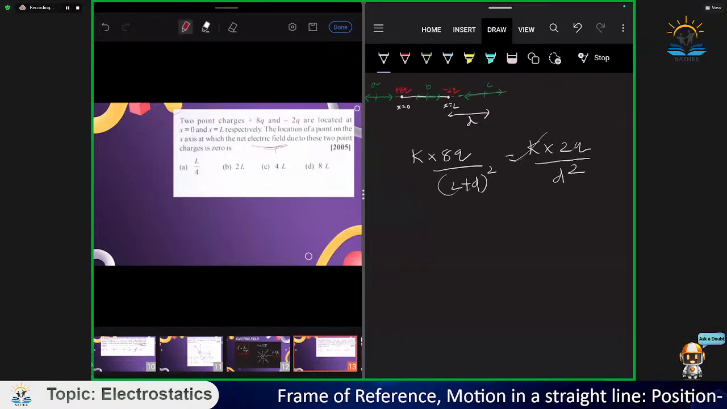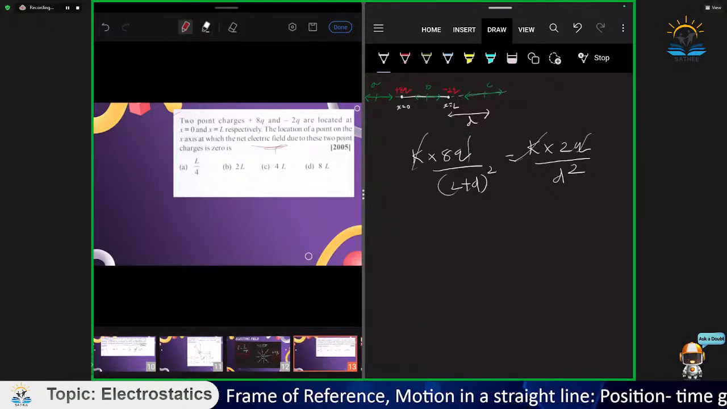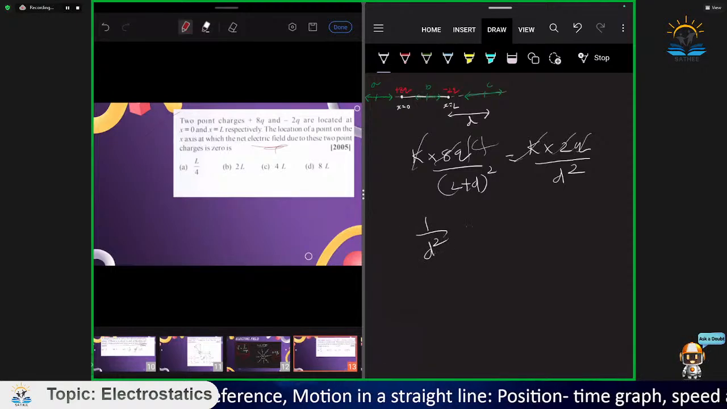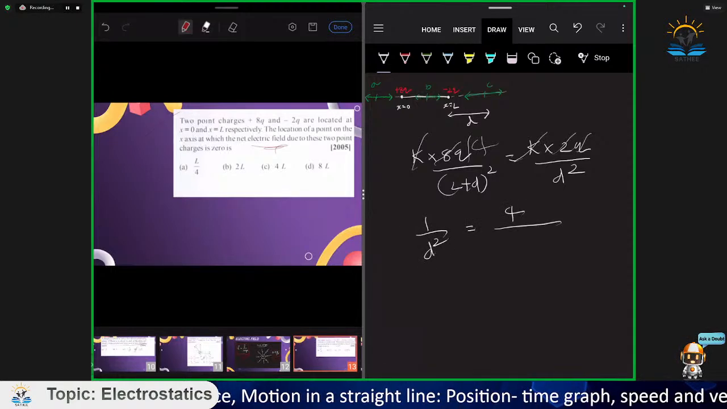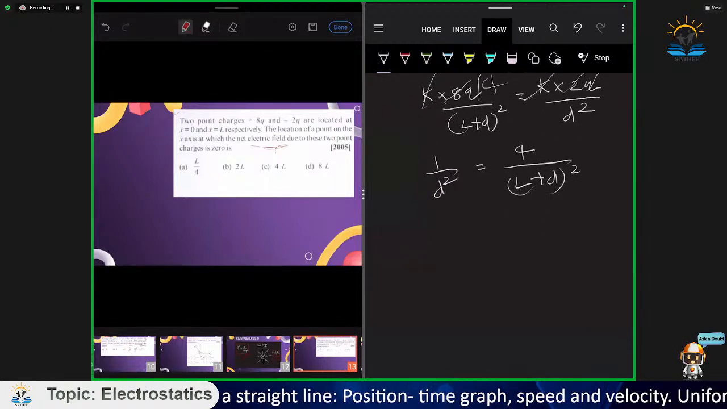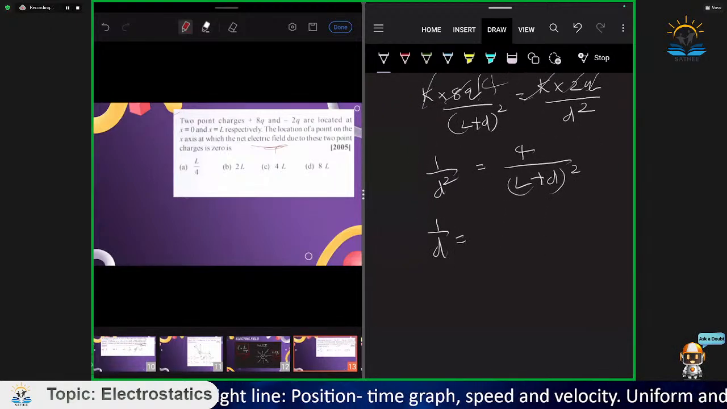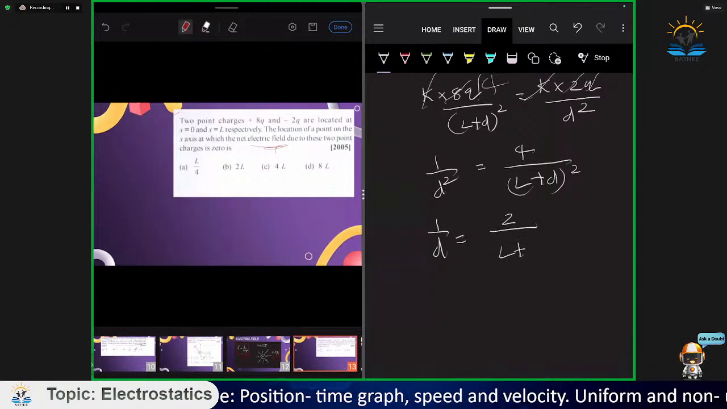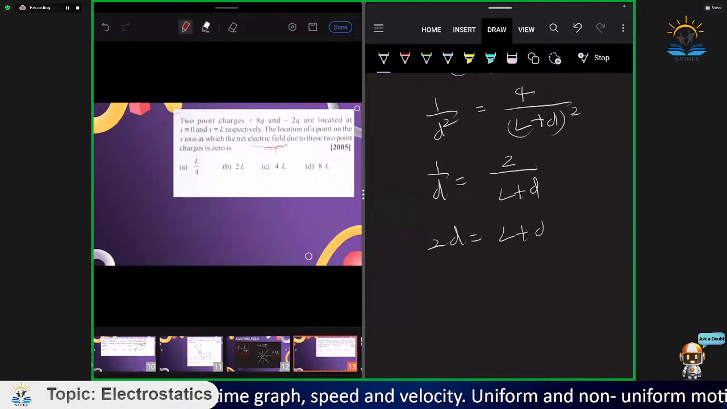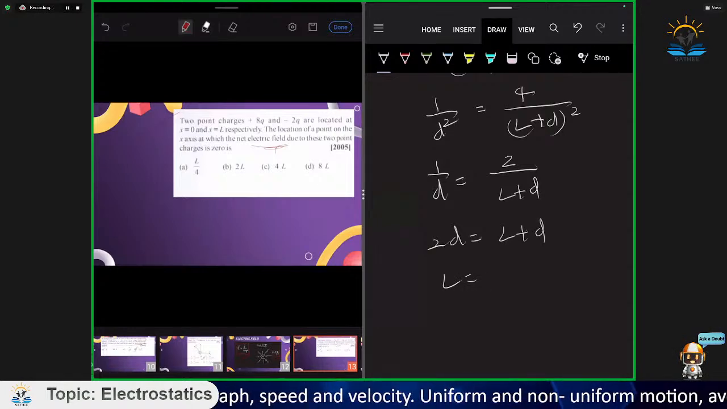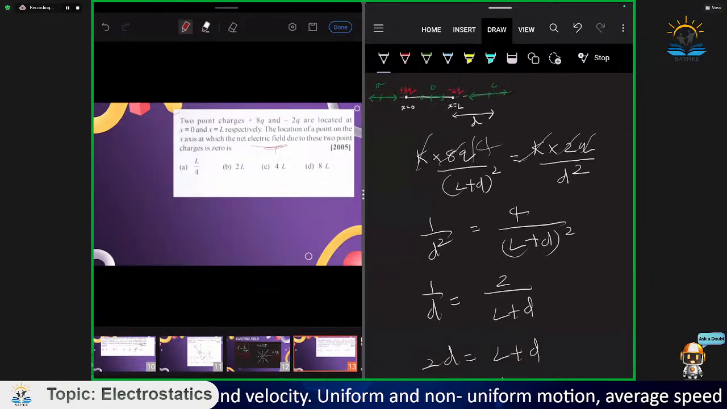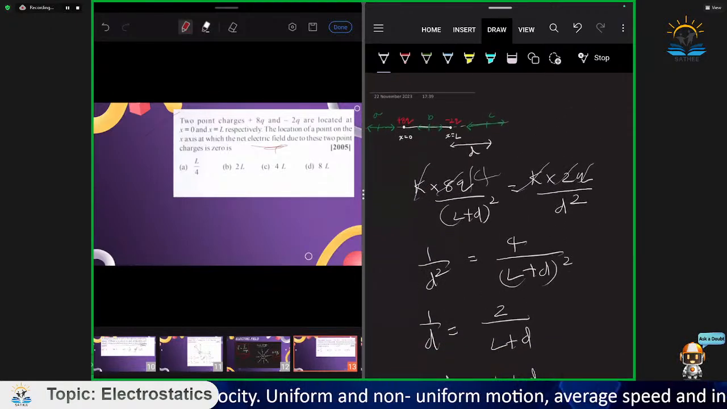So kq we can cancel: 1 by D square equal to 4 by L plus D whole square. Taking square root on each side, 1 by D will be 2 by L plus D. That is 2D is L plus D. That is L is equal to D. So distance from minus 2q is L only.